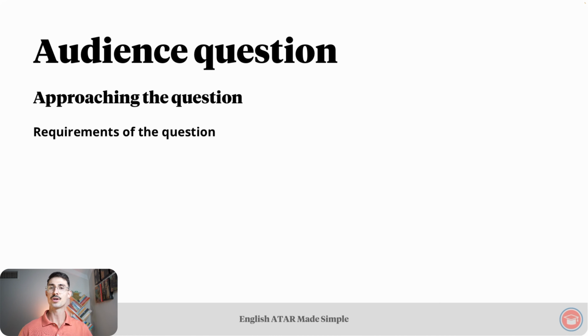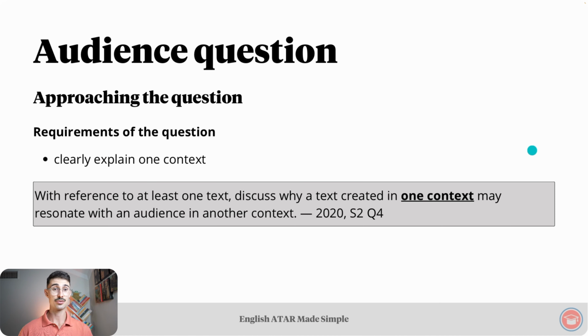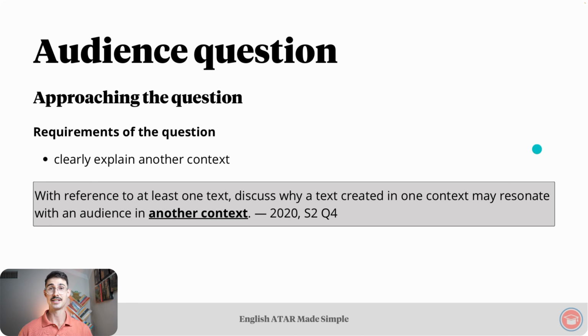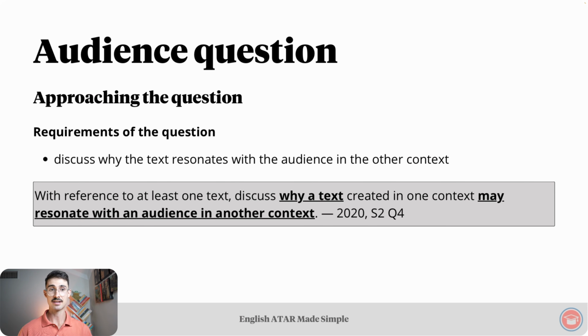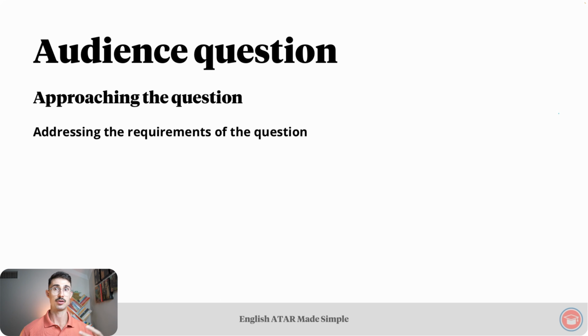Approaching the question. In order to fully address this question, we'd have to do a few things. First, we need to clearly explain one context, because that term is literally in the question. Then we would need to clearly explain another context. From there, we'd need to articulate who an audience could be in another context. After that, we'd want to discuss why the text resonates with the audience in the other context. Those are the requirements of the question. How would we go about addressing them?